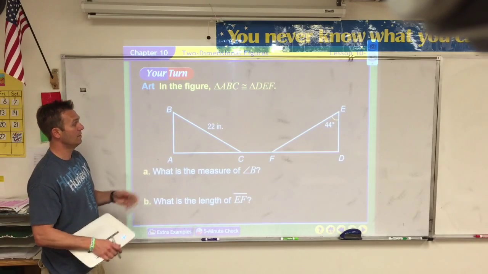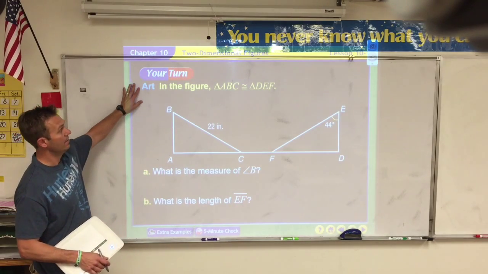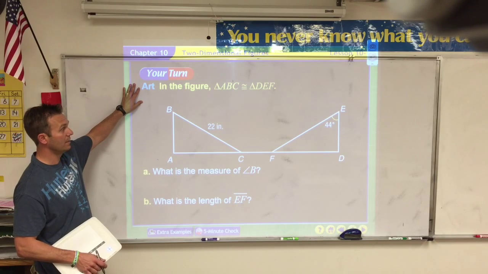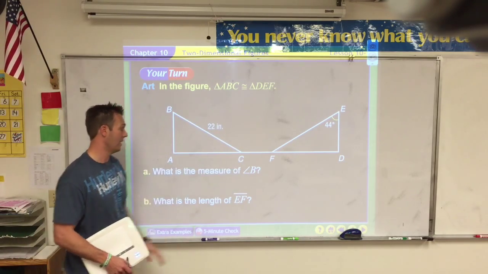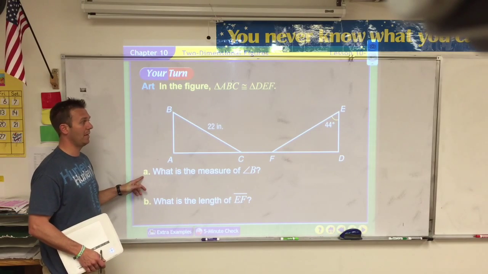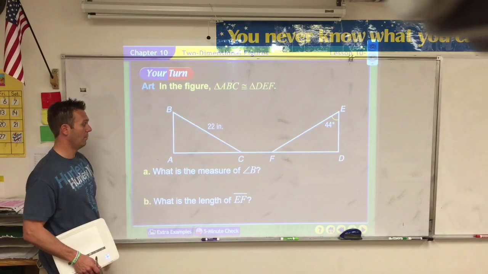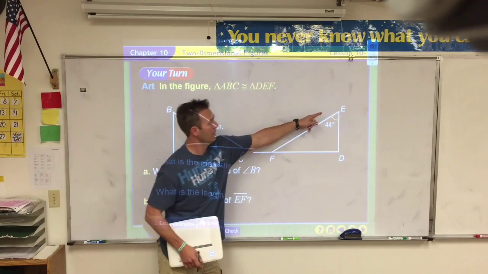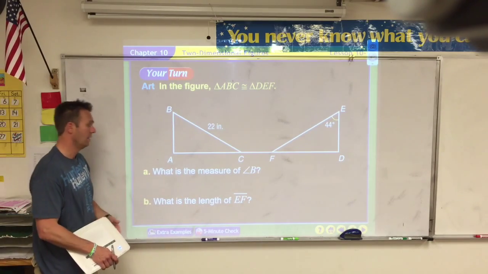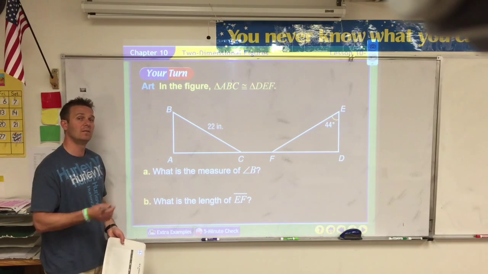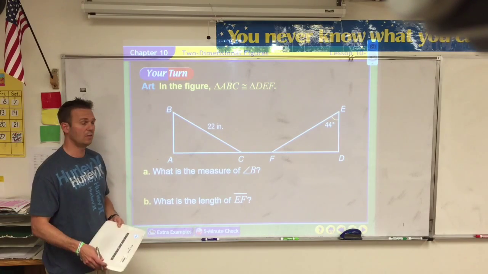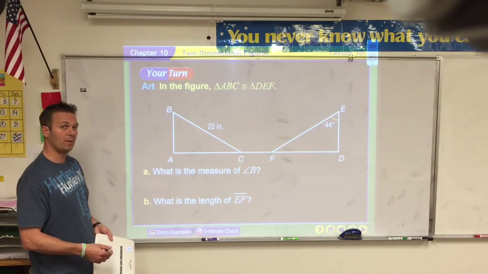And now it's your turn. You get to do this one. In the figure, triangle ABC is congruent to triangle DEF. As soon as it says that, you can find your answers. They want to know the measurement of angle B, and they want to know the length of EF. All right? So go ahead and write that down, hit pause, find your answer, see if you know what you're doing, and then I'll bring the answers up in a moment.